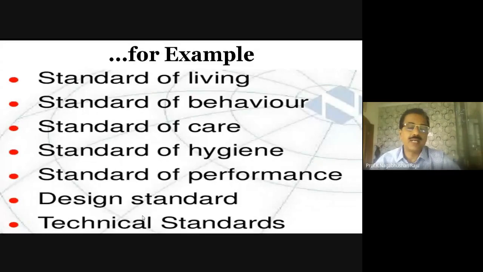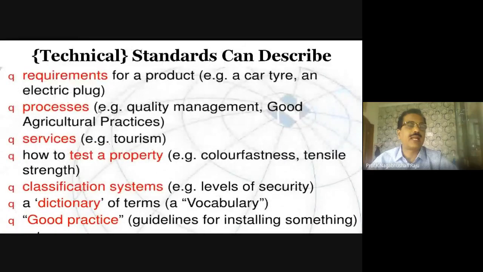Standard. Similarly, technical standards. Let's see what these technical standards are described like. Any technical standard should be describing the requirements for a product. For example, a car tire. If you say R17 or R19 or R16 car tire specification is standard, that means it should specify all the parameters for that car tire size.